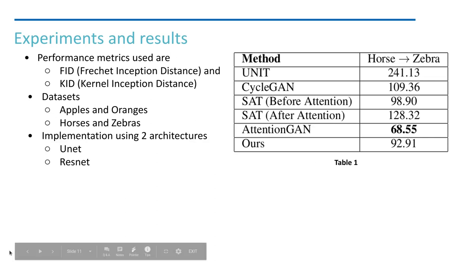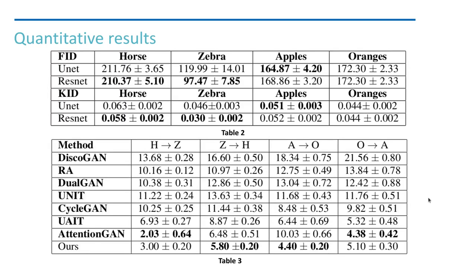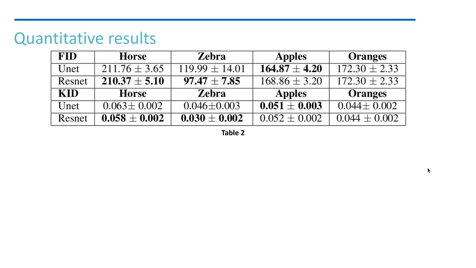In table 1, we compare the FID scores of our method to other related methods on the horse to zebra translation task. We have better results than all methods except AttentionGAN, which is due to the use of attention mechanisms. In table 2, the FID scores on comparison of different network architectures are given. We observe that using the ResNet architecture results in better scores than using the UNet architecture. However, this may seem contrary for the apples to oranges task, but the performance difference is negligible.